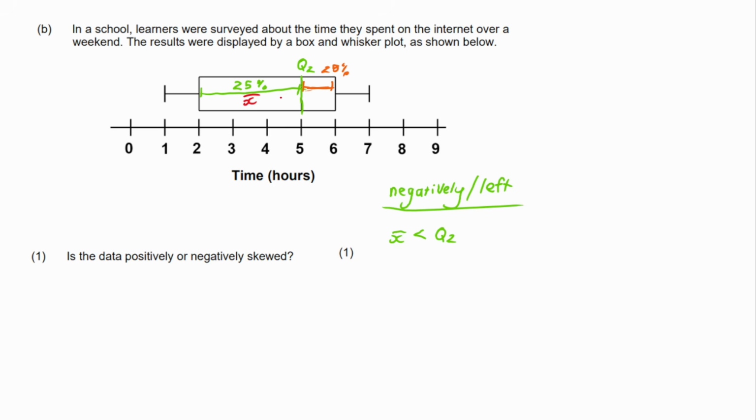So if that is the case, then we have this over here. Because the mean is to the left of our median, then we will be skewed to the left. So if the mean is on the left, then it's skewed to the left. So in this case, it's skewed to the left, but another word for that is negatively skewed. So our answer here would just be negatively skewed.